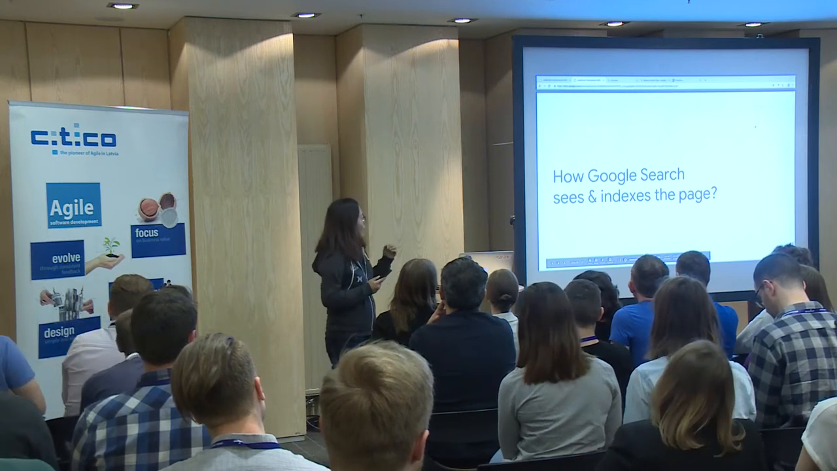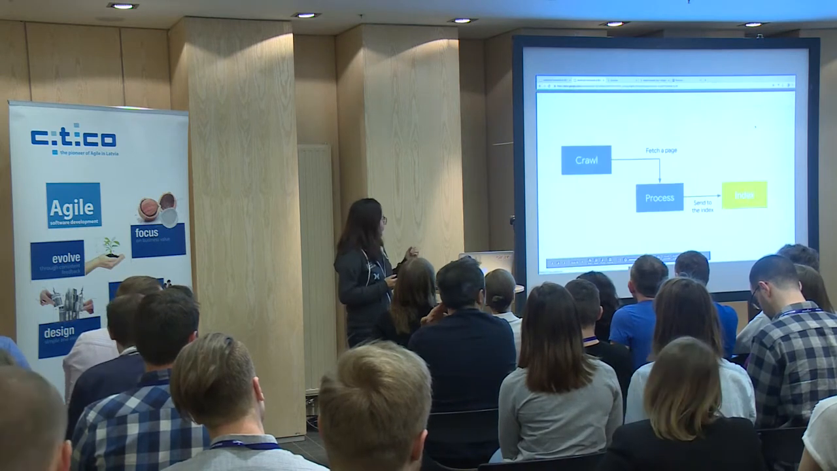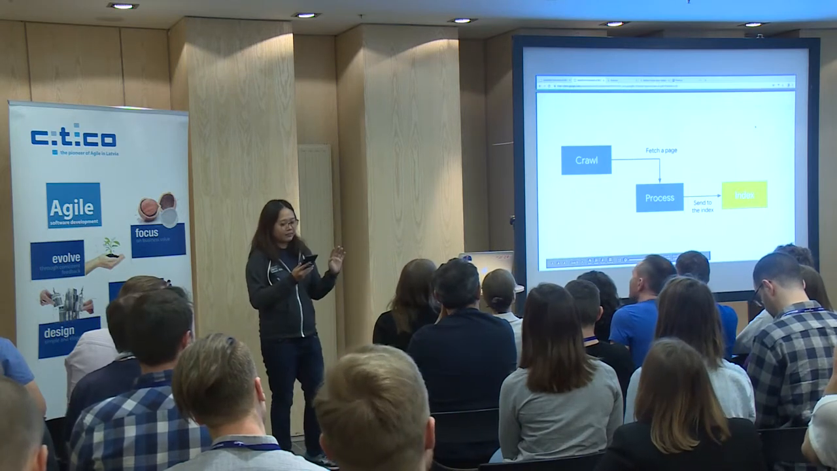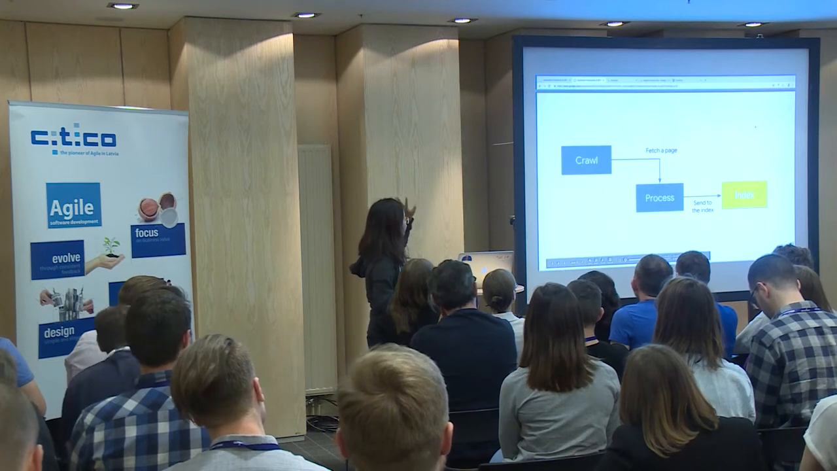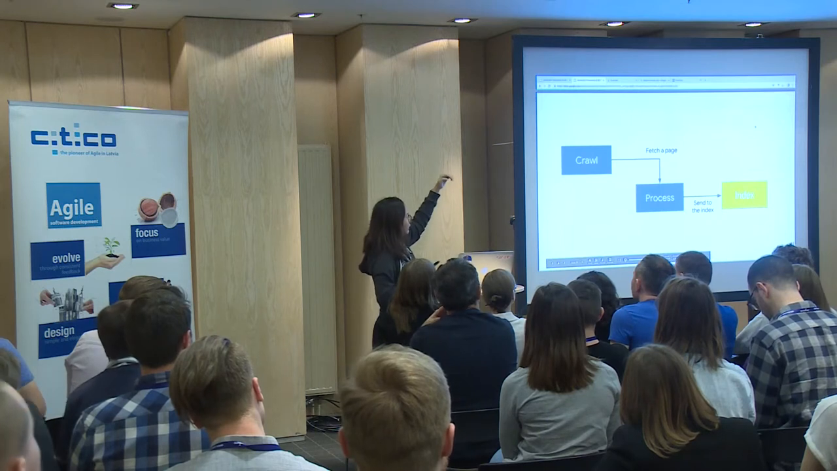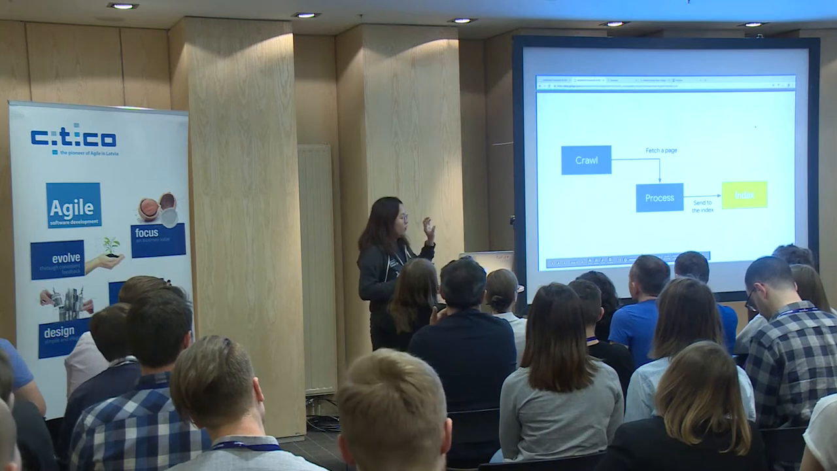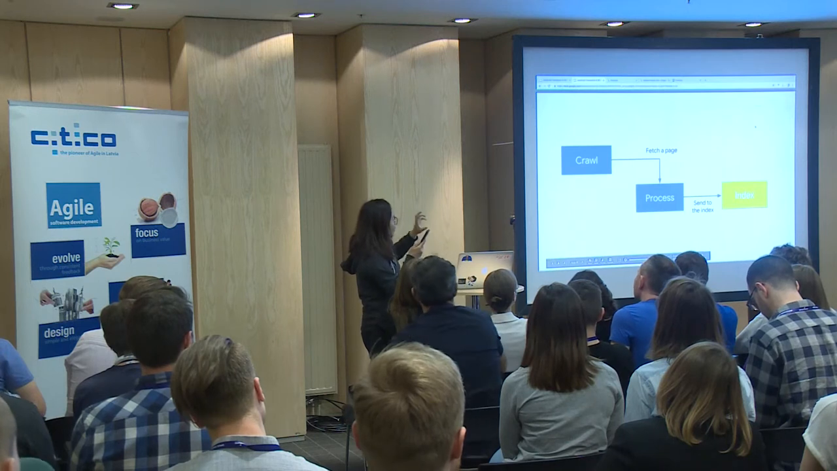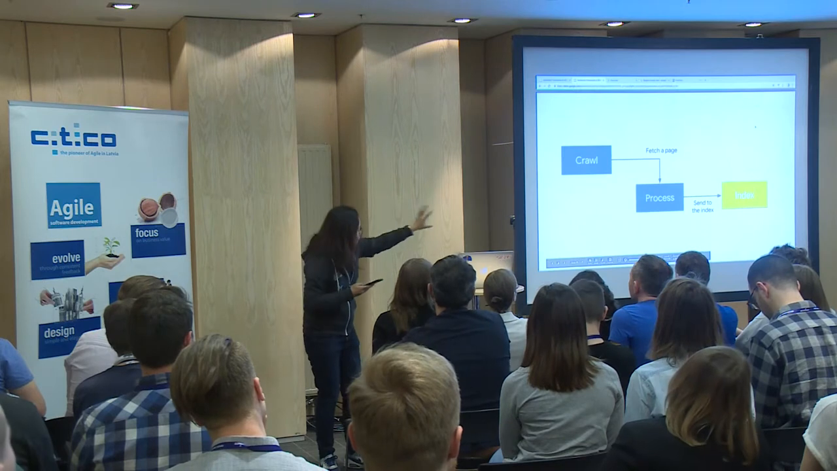Okay, so how does Google search see and index your page? This is a very brief process of how it works. Okay? So the Googlebot will first crawl the page on the website, and then it will fetch the page, and then they will do some post-processing and then send it to the index and index your page. But everything is not so simple. Let's zoom into the processing part and see how Google actually processes your page.